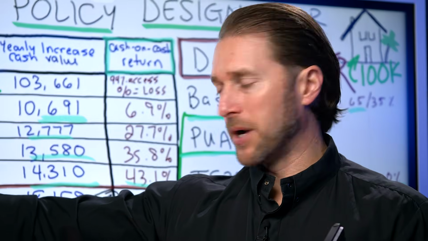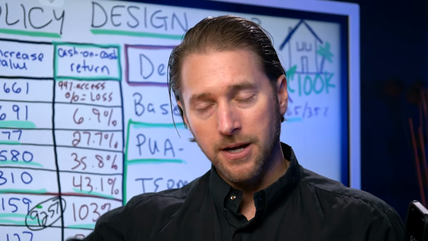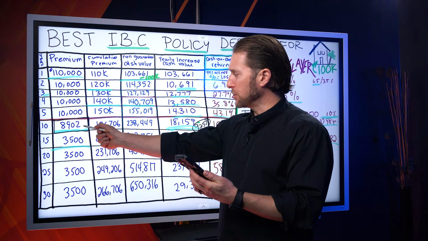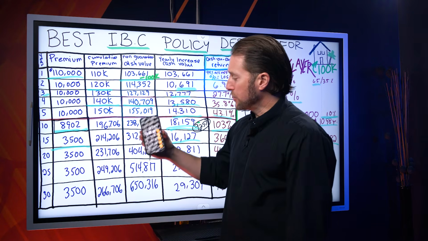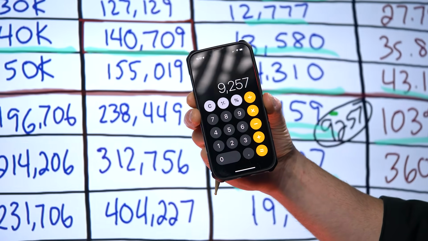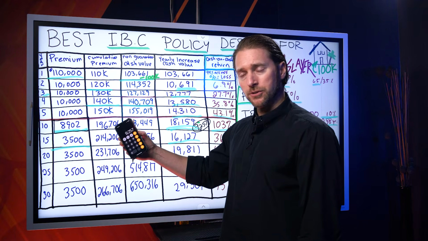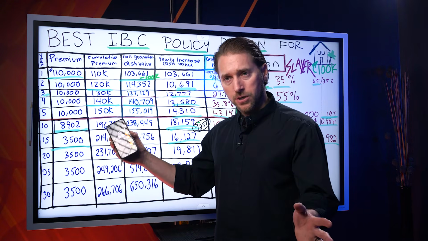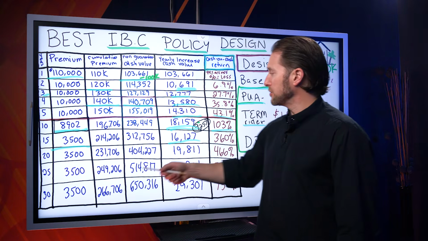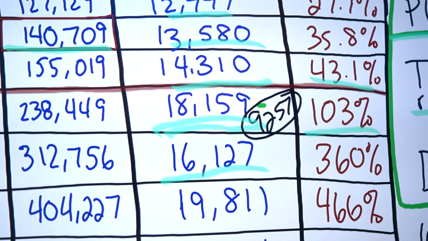So hold on a second. You want to stop putting money in the policy? Great. Are you crazy? Seriously, are you not doing the math? Because if you put $8,902 in, you get to take out $9,257 in gain, net of cost of insurance, net of policy service fee, net of all costs. Your $8,902 grows by $18,159. Why in the world?